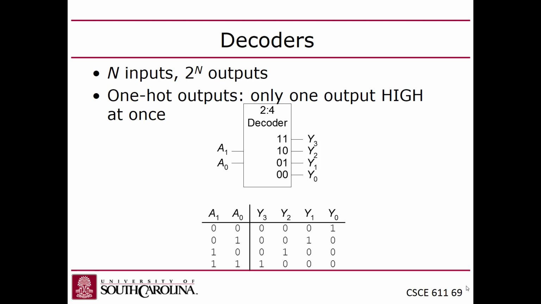So if you put 0, 0 in, then the Y0 will be 1 and everything else is 0. But if you put 1, 1 in, that's treated like, well, what's 1, 1? Well, 1, 1 is the binary version of 3, right? And because of that, I will take Y3 and light it up, and the others will be 0. You guys with me?